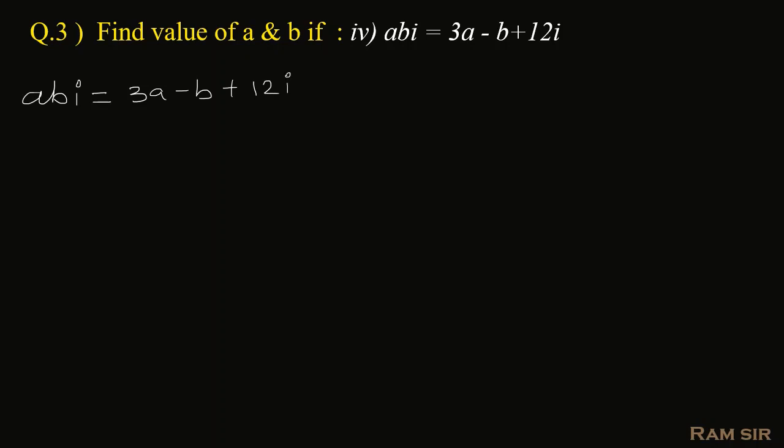So on the left hand side we don't have any real term, because only one term is visible, ab into i. So you can write this as 0 plus ab into i, because the real part is absent, it is represented by 0. And on the right hand side, this 3a and minus b are real because there is no i with them. So we are writing them in one bracket. So we are getting 3a minus b plus 12i. Now on the left hand side we have a complex number and on the right hand side also we have a complex number. So compare these two complex numbers to find the value of a and b.